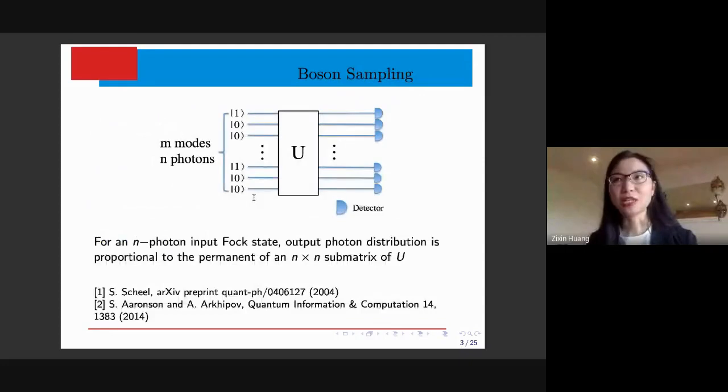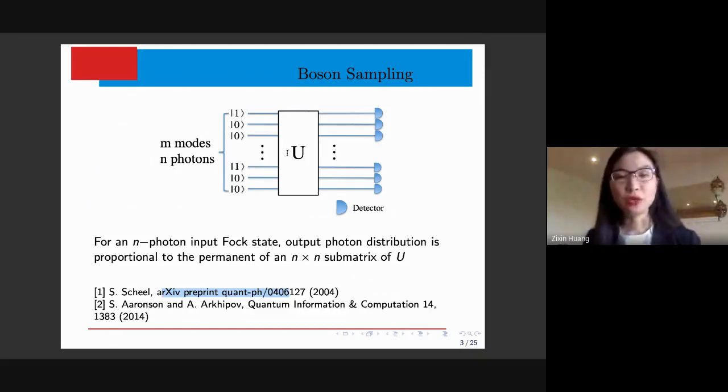Okay, so what is boson sampling? Since the conception of this term, it has attracted a lot of attention both theoretically and experimentally. Boson sampling is a non-universal model of quantum computation where the task is this. You have n single photon Fock state inputs into an m-mode interferometer, and the task is to sample from the output. Now, it has been shown that the output photon distribution is proportional to the permanent of the n by n submatrix of U corresponding to where the input is.